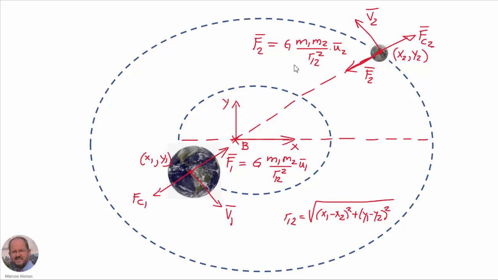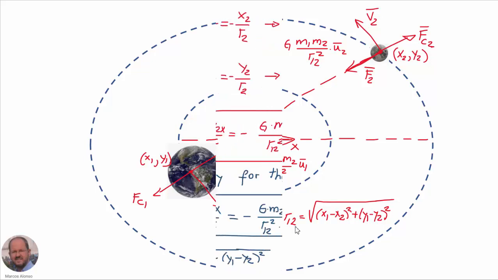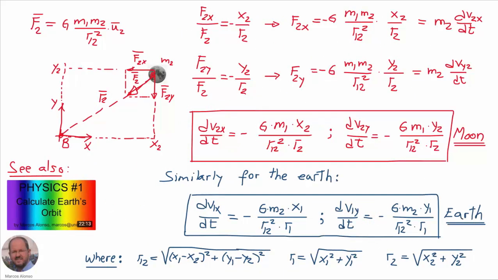So we have the expressions for the gravitational forces here, F2 and F1, and also another expression with the distance between the Earth and the Moon. So we have this expression here for this value R12. In order to determine the trajectories of the Moon and the Earth, we need to calculate the accelerations. The process is exactly the same as we have seen in this previous video, physics number 1, how to calculate the Earth's orbit.